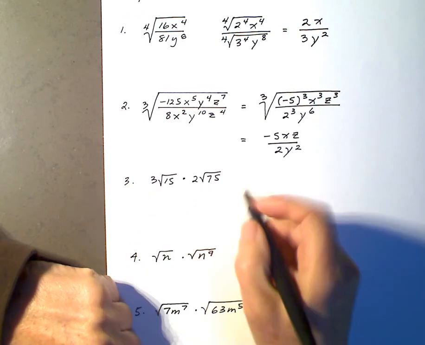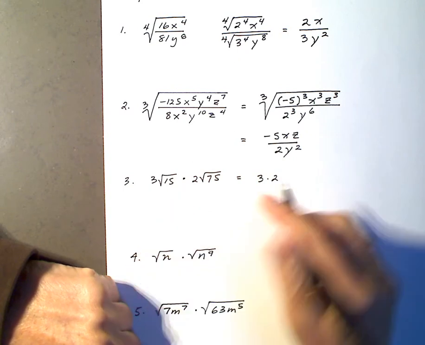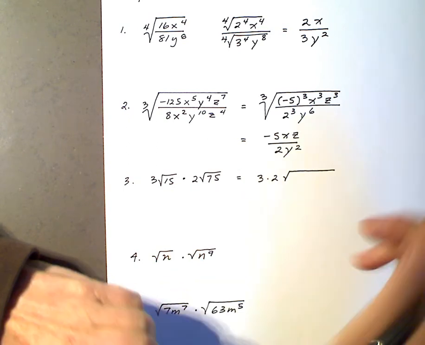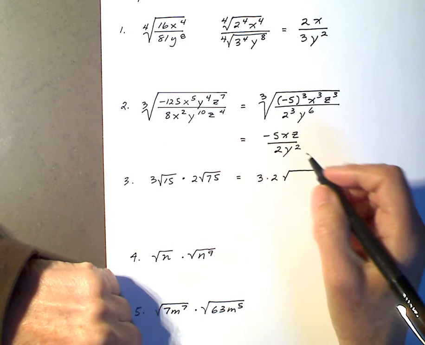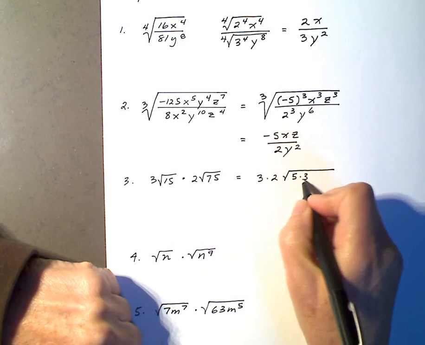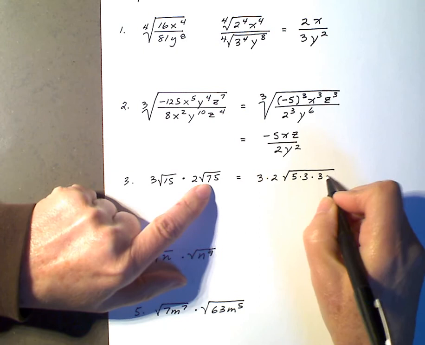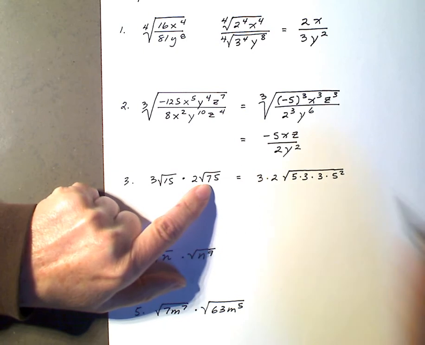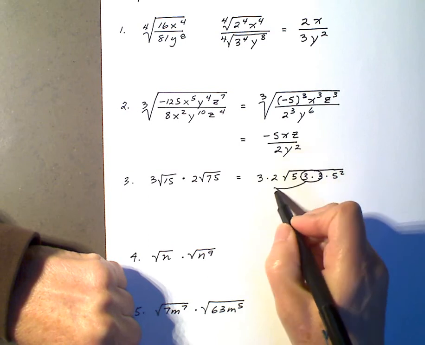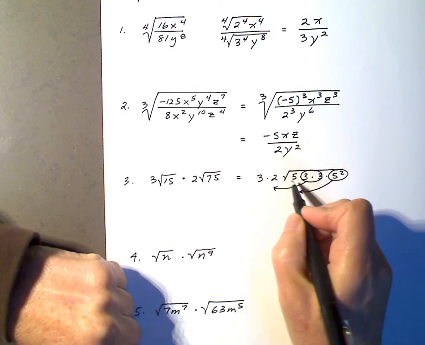So this is going to be a 3 times a 2 as the rational parts get multiplied together. And then for the 15 times the 75, I'm not going to multiply those together to get a big number. I'm going to break them apart. So this is going to be a 5 times 3 for the 15, and then this is 3 times 25, or 3 times 5 times 5, or 5 squared. So I'll have a 3 squared, so a 3 will come out, and a 5 squared, so a 5 will come out, and this 5 will stay in.